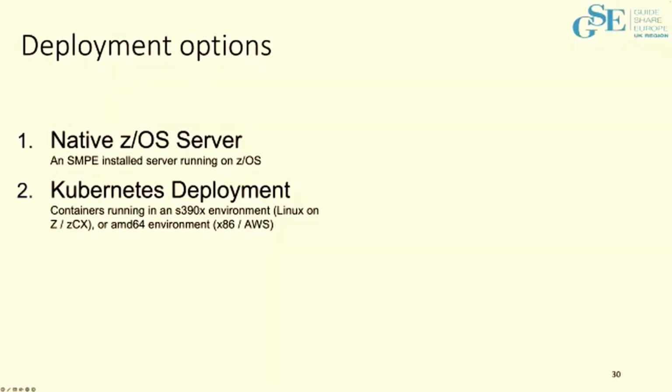We have the ability to run on Kubernetes. That is running on a Linux system. So that can be on S390X, so a Linux on Z type environment, or it can also be on x86, or an AMD64 environment, so Intel based, or one of the hyperscalers such as AWS or Azure. There have been announcements recently from IBM about our partnerships with AWS and Microsoft and how we're looking to do mainframe modernization within those organizations.